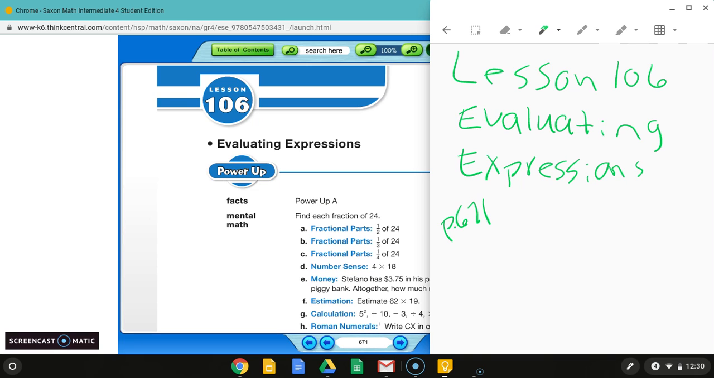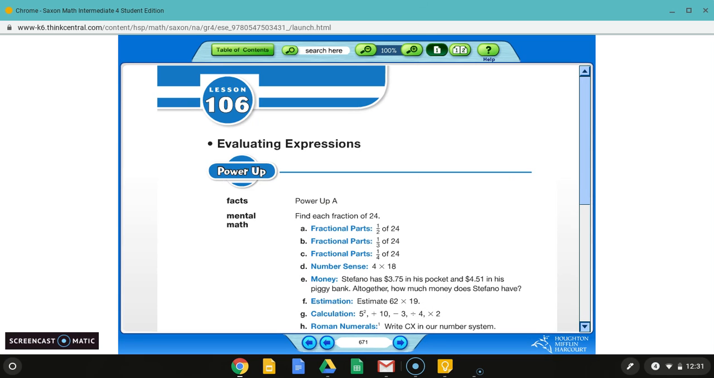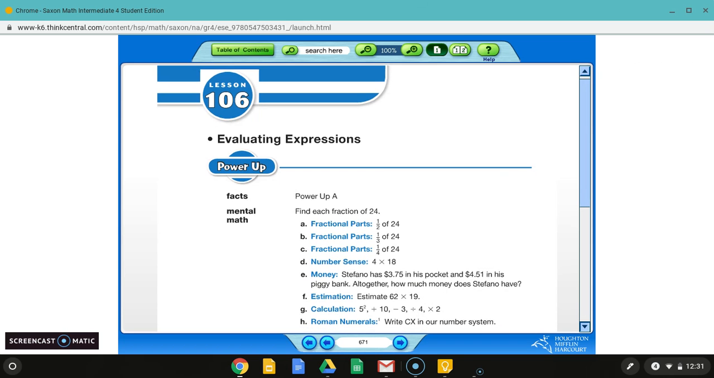And while you're waiting, it is always good to just review this top half, 1/2 of 24. The way that we find that is by division. We divide 24 divided by 2, and that will give us our answer. 1/3 of 24, we divide 24 by 3. 1/4, 24 divided by 4. Multiplication, we know how to do estimation. Calculation, to kind of remember our squares and our square roots.